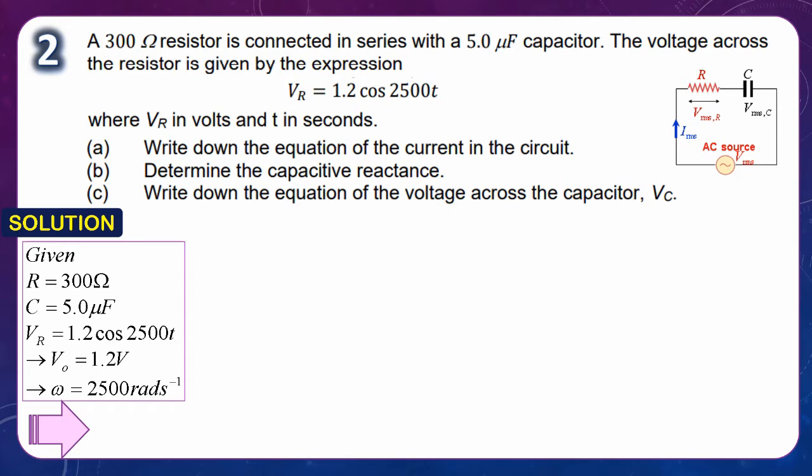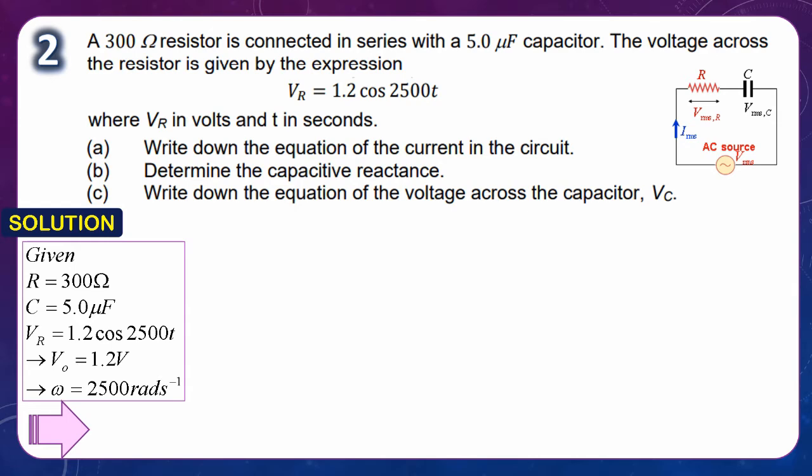For question number 2, a 300 ohm resistor is connected in series with a 5 microfarad capacitor. The voltage across the resistor is given by the expression V R equal to 1.2 cos 2500 t, where V R is in volt and t is in second. You need to write down the equation of the current in the circuit, determine the capacitive reactance, and write down the equation of the voltage across the capacitor.